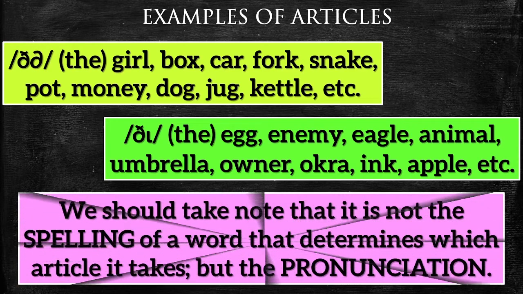There is a need for us to take note that it is not the spelling of a word that determines which article it takes, but the pronunciation. Many people think that when you talk about the indefinite article a and its variant an, it simply comes before any consonant. In their minds, any word that begins with a consonant, they put the article a before it. That is not correct. The article a will only come before a consonant sound, not a consonant letter, while the article an will come before a vowel sound and not a vowel letter.